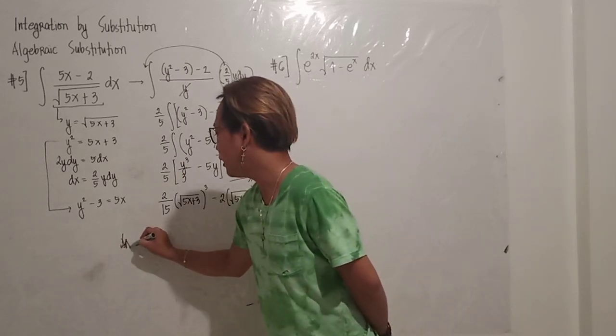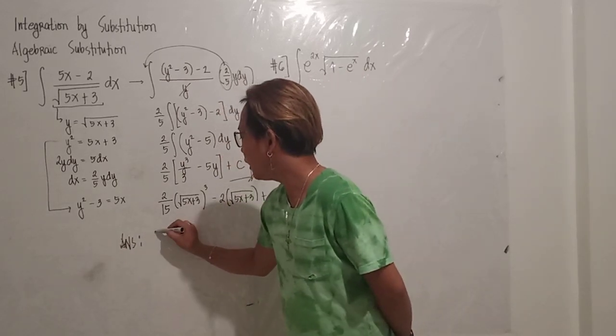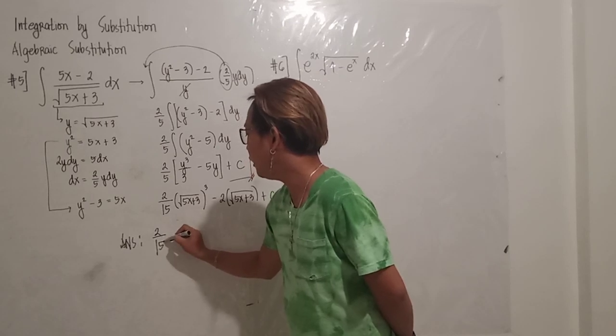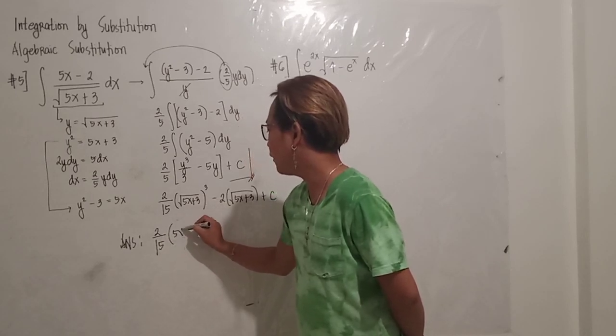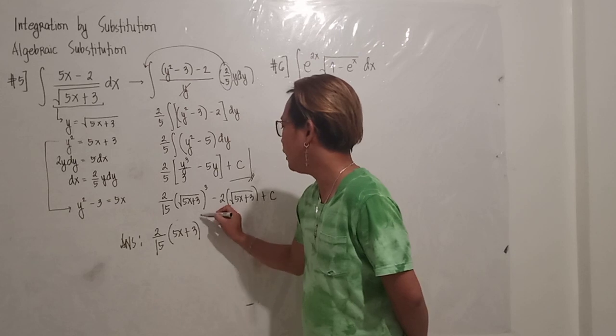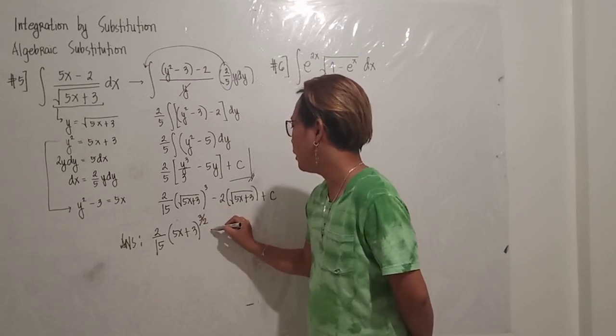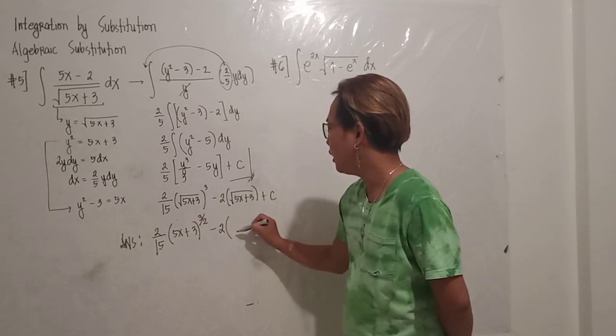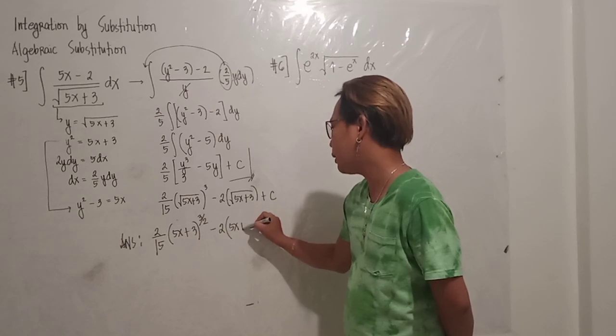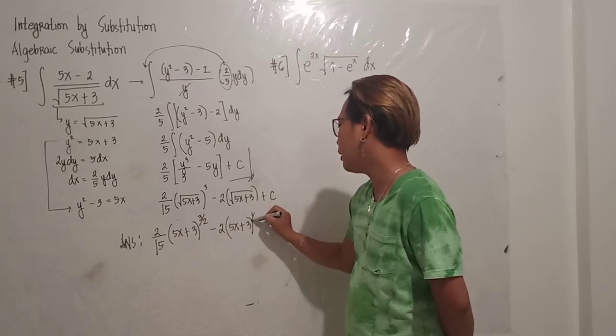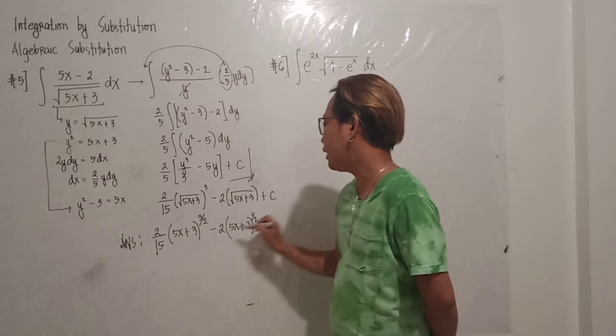Then for your final answer, you will now have 2 over 15 multiplied by 5x plus 3 raised to 3 halves minus 2 of 5x plus 3 raised to 1 half plus c.